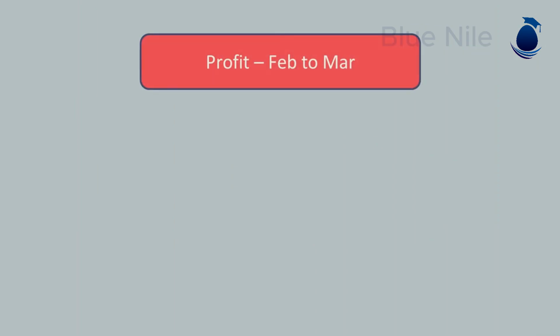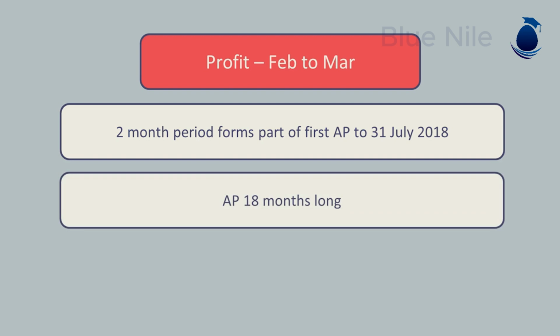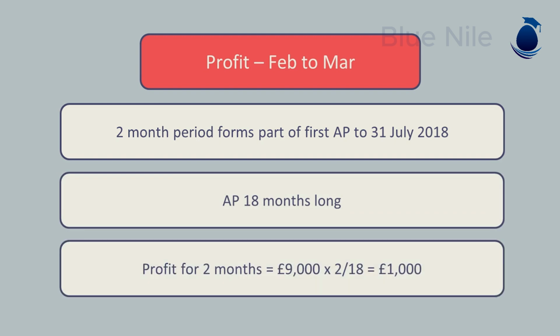Here we need to find the profit for the 2 months covering February to March. This 2-month period forms part of the first accounting period to the 31st of July 2018, but be careful again, this accounting period is 18 months long, so to find the profit for the 2 months we must take 2/18ths of the £9,000 profit for that accounting period to give us £1,000.